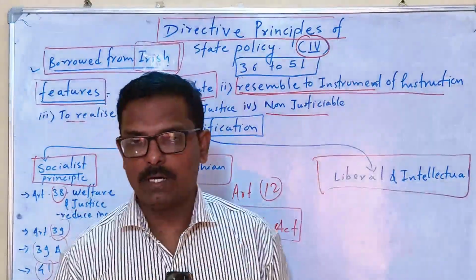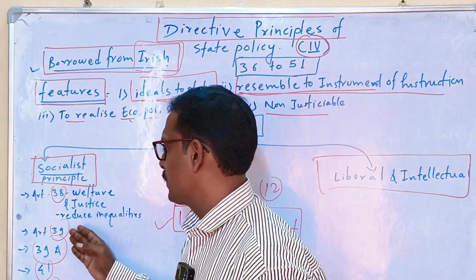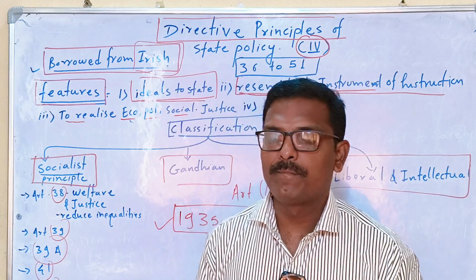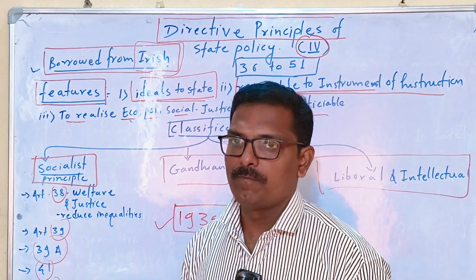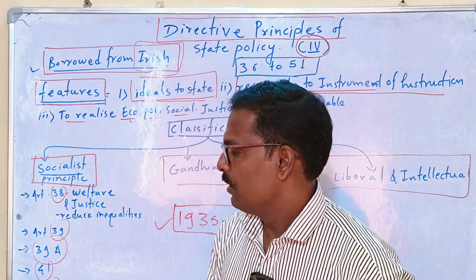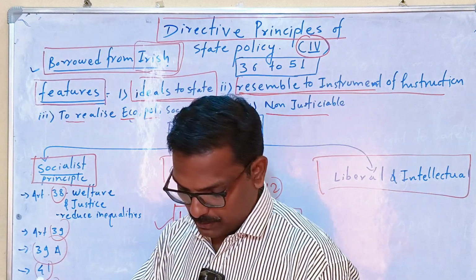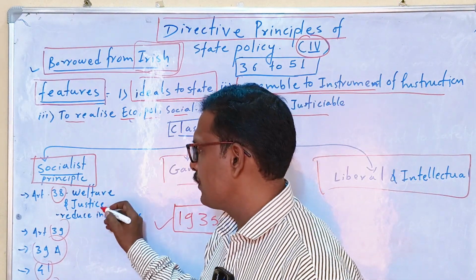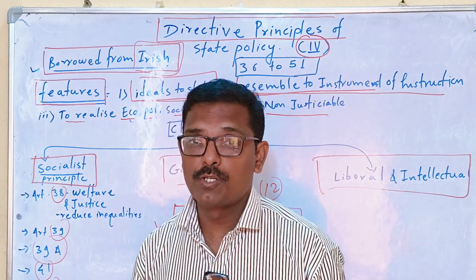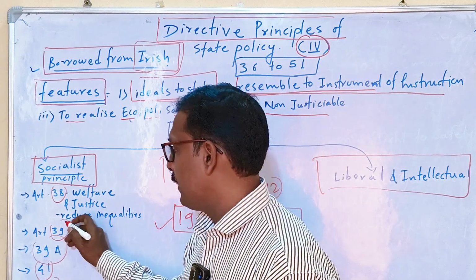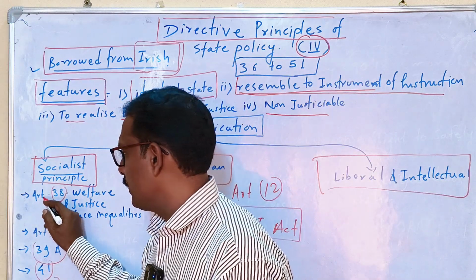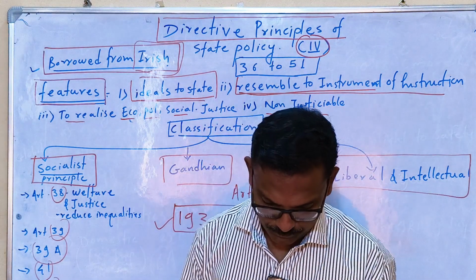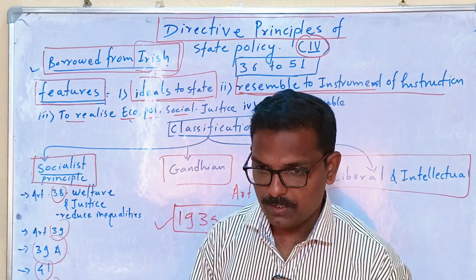In Article 38, welfare and justice, the government is instructed with the role of the welfare of the people. In detail, Article 38 says to promote the welfare of the people, bring economic, social and political justice to the people, and reduce inequalities. Article 39 deals with so many things that are included in it.